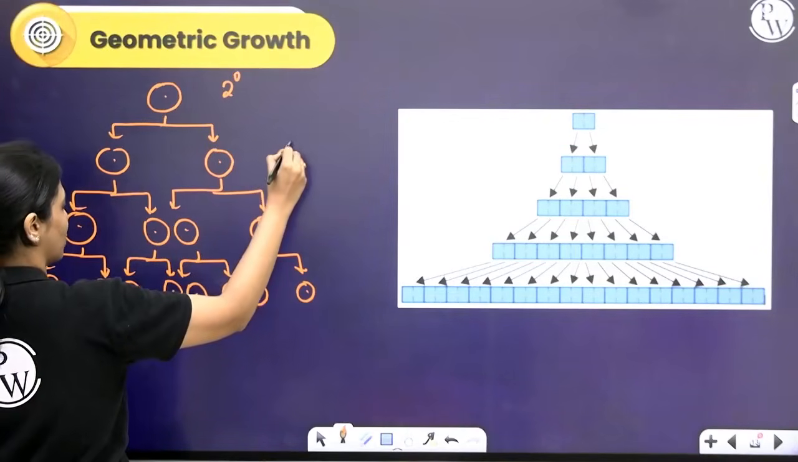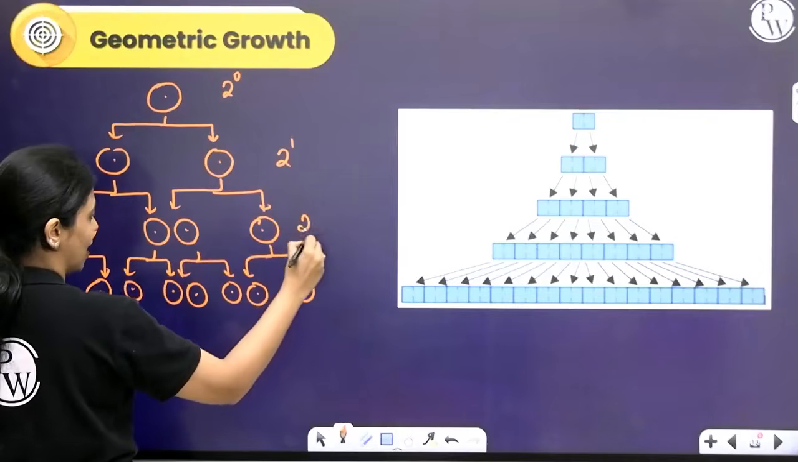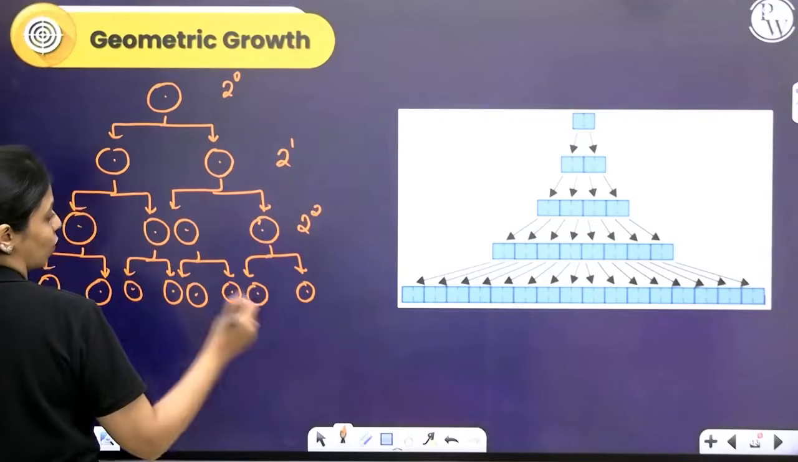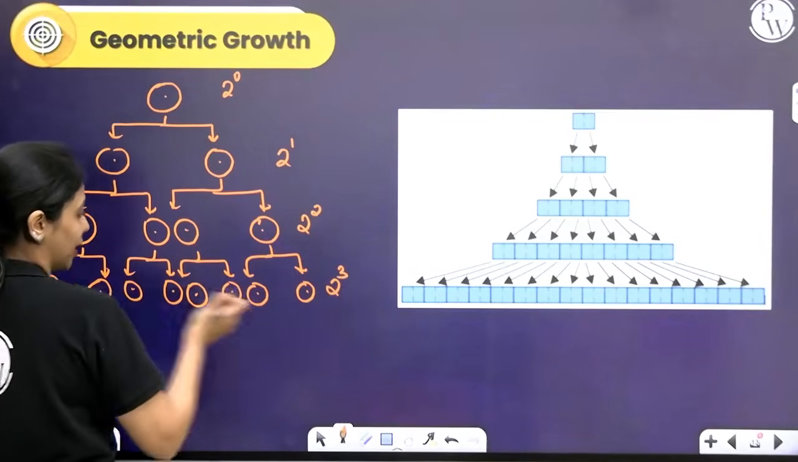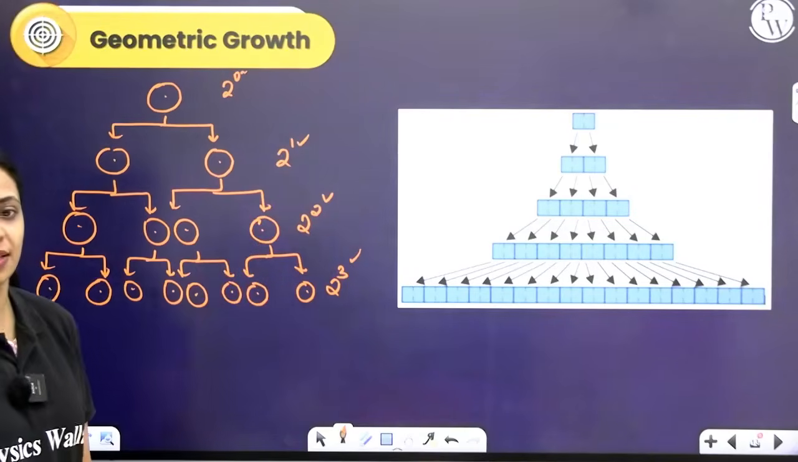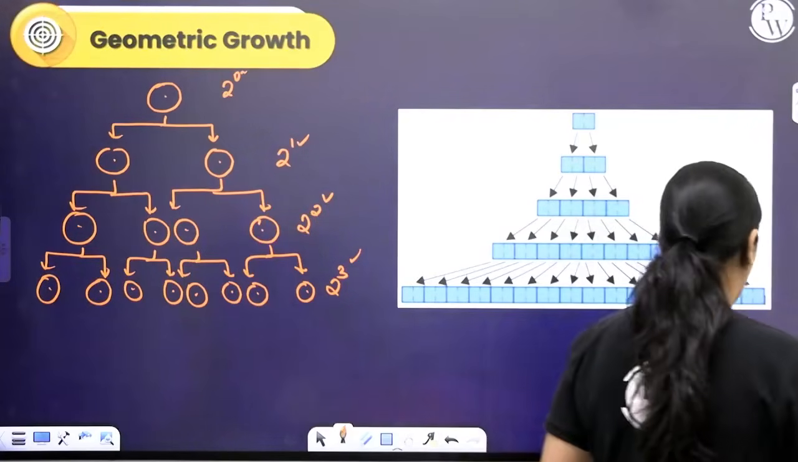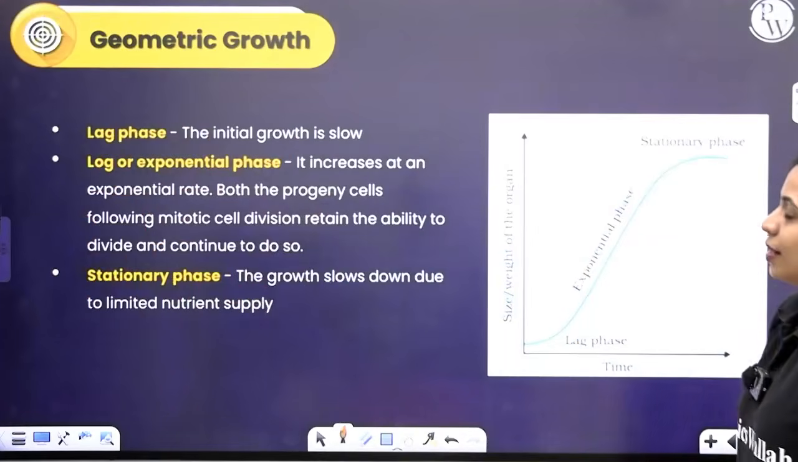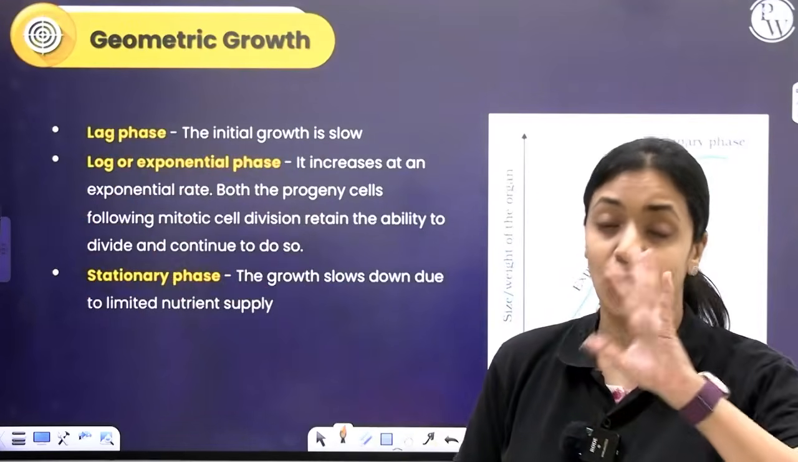Then you have 2 to the power 1, 2 are there. Then you have 2 to the power 2, 4 are there. Then you have 2 to the power 3, 8 are there. So exponentially, you can see an increase in the growth. That is called geometric growth.